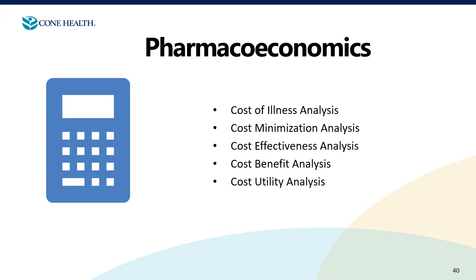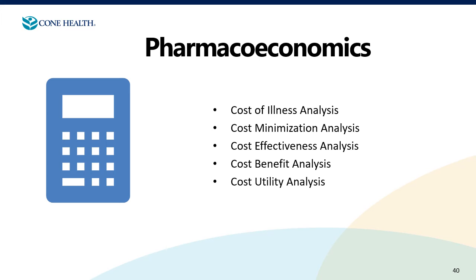So with pharmacoeconomics, there are 5 different types of studies and analyses that we can do. The first is a cost of illness analysis. This is a very general analysis looking at the total cost of any disease within a population. So for example, if we wanted to look at heart failure patients, maybe we would tie up all the intangible costs, the indirect costs, and the direct costs of all of our heart failure patients in the United States, and that would be the cost of illness.